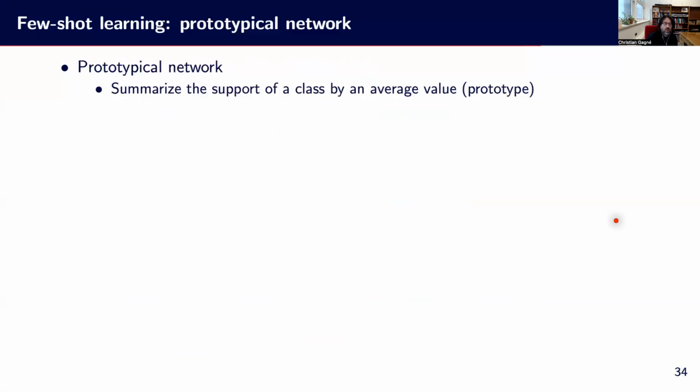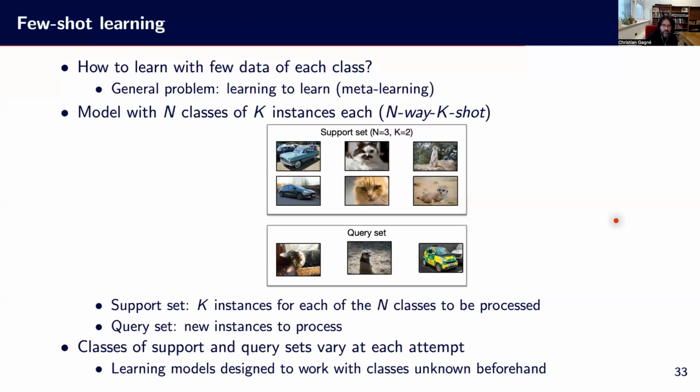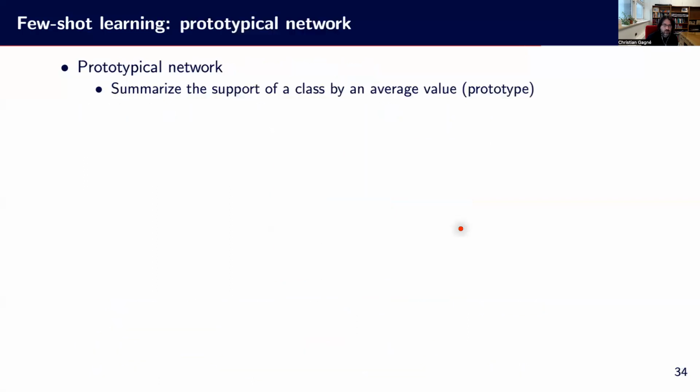A way to implement that, and it's not the only way, just one of the approaches we can use, is what we call a prototypical network. The idea is to summarize the support. Remember, the support of a class: we have 3 classes, and we want to summarize each class with 2 samples into something more general. And this is done only by averaging.